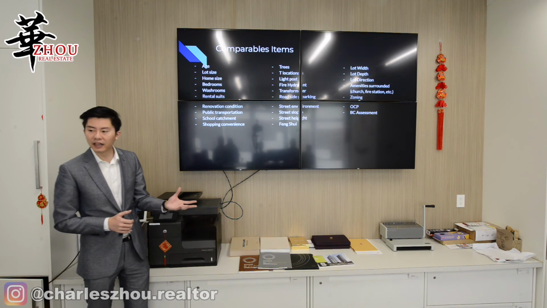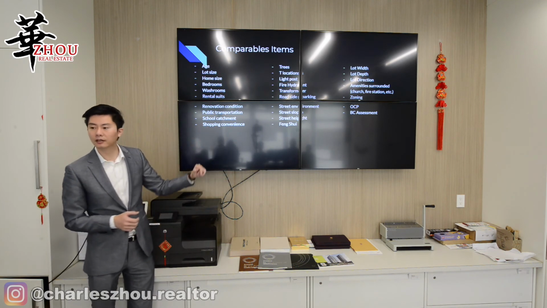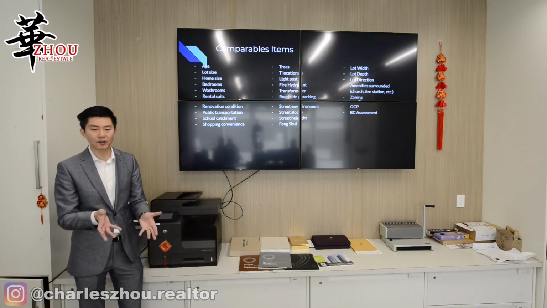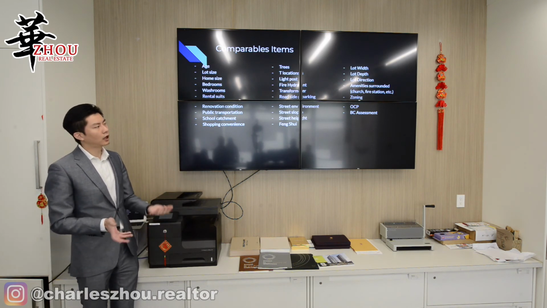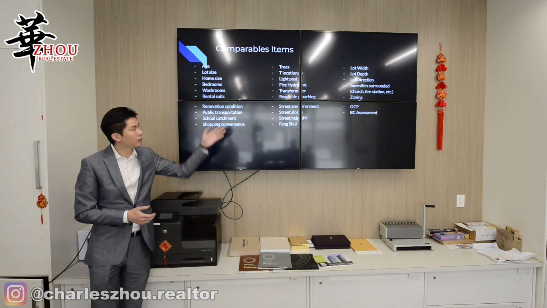Why does this house sell better? Because the school catchment may be good. Why do they buy this house? Maybe it's close to the shopping mall, right? So you have to consider all those factors.